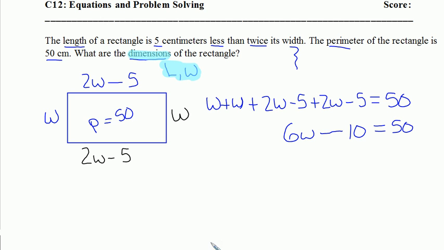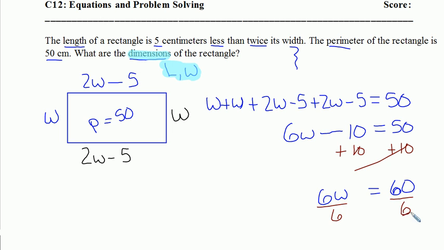Let's start isolating the W by adding 10 to both sides. The result there is 6W is equal to 50 plus 10, which is 60. And then we're going to divide both sides by 6. The result there is W is equal to 60 divided by 6, which is 10. So we know our width is 10. Let's write that down because that's one of our answers. Our width is 10, and our units here are centimeters.